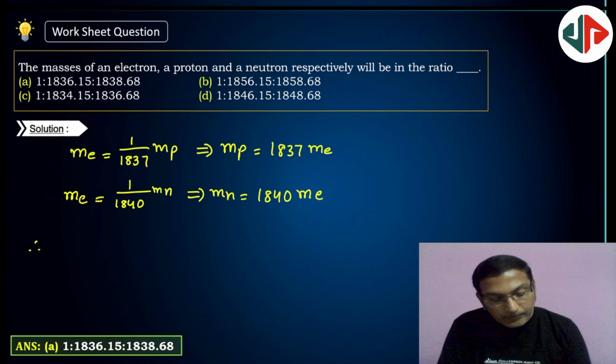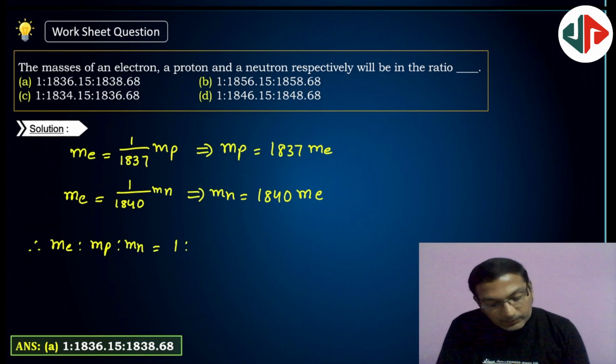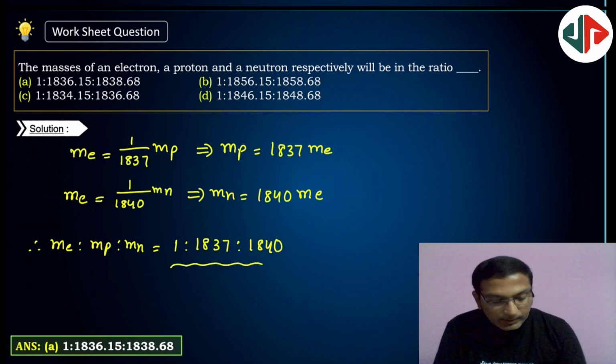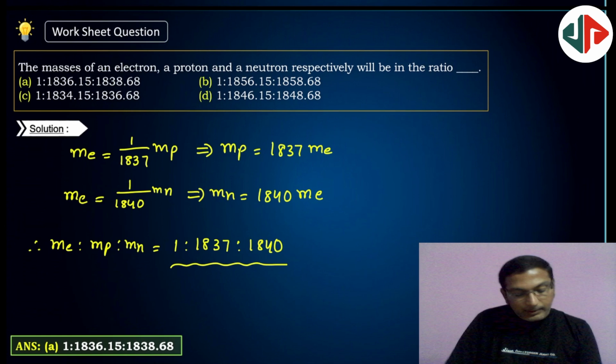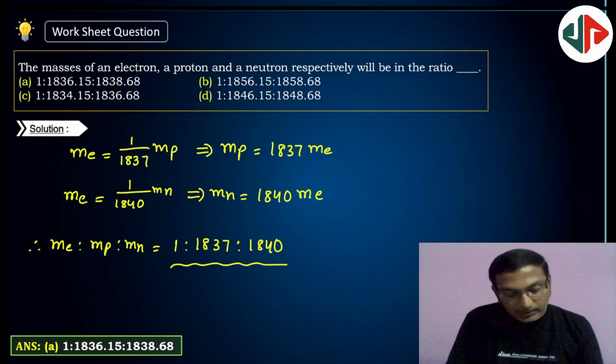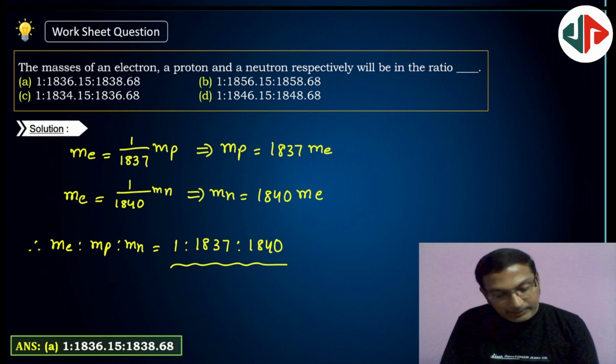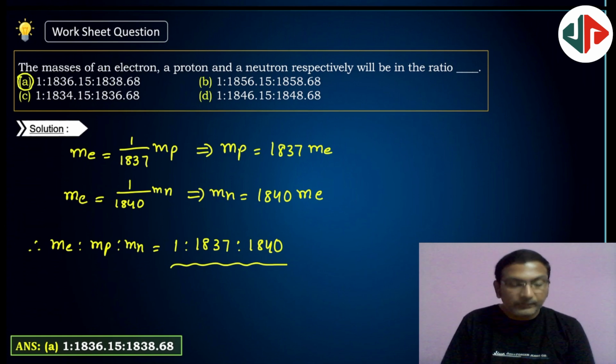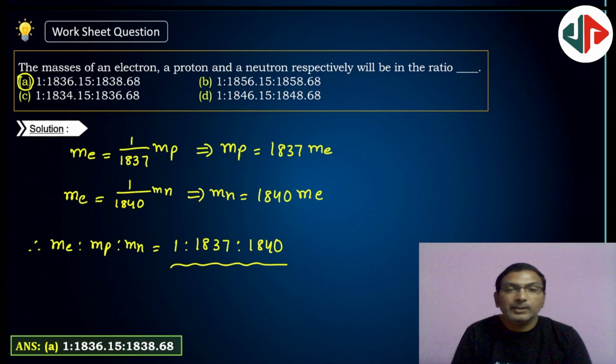So therefore, mass of electron is to mass of proton is to mass of neutron will be equal to 1 is to, if mass of electron is 1, then mass of proton becomes 1837 and this one 1840. This will be the answer. So approximately 1836.15, approximately 1838.68. Therefore, option A. Simple ratio between subatomic particles or fundamental particles.